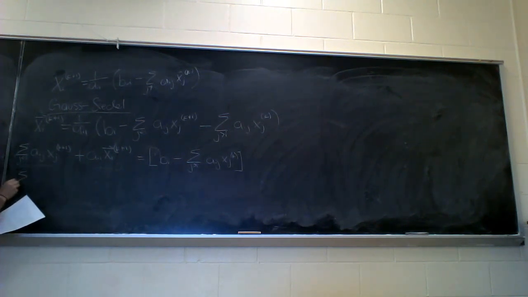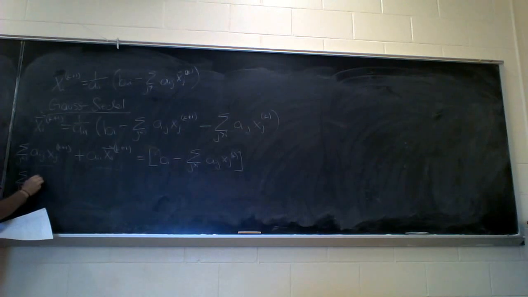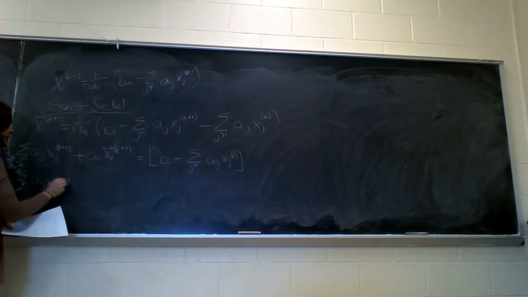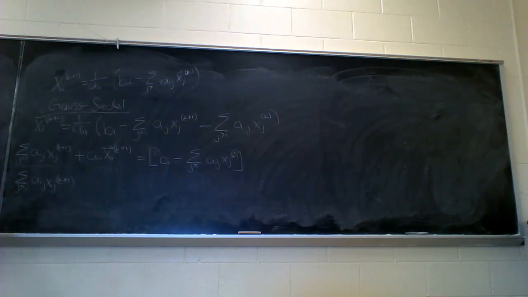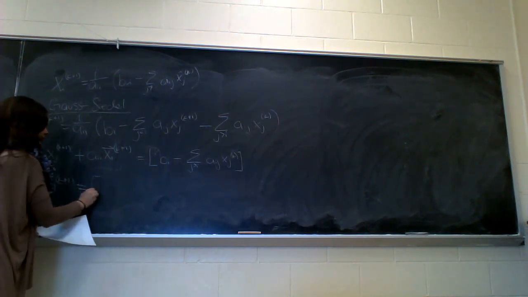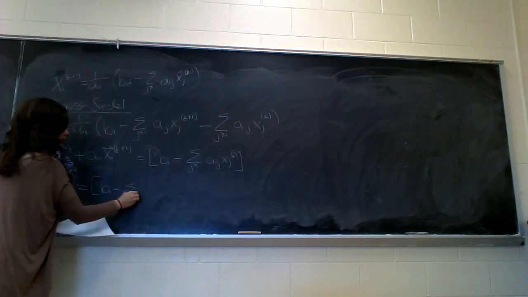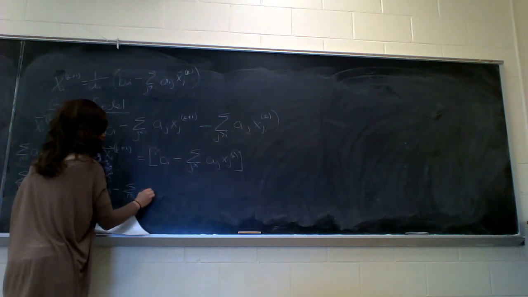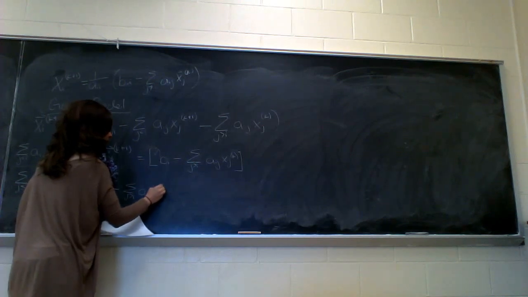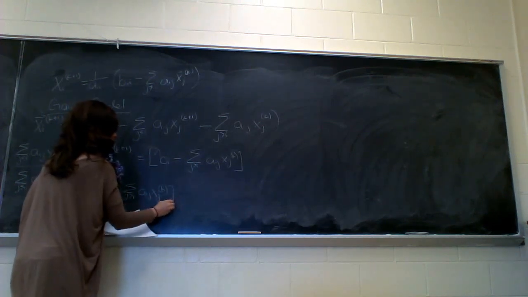So I can just say j is less than or equal to i, so that's going to include the diagonal portion now. So a_ij x_j^(k+1) equals b_i minus the sum over j less than i of a_ij x_j. Okay.